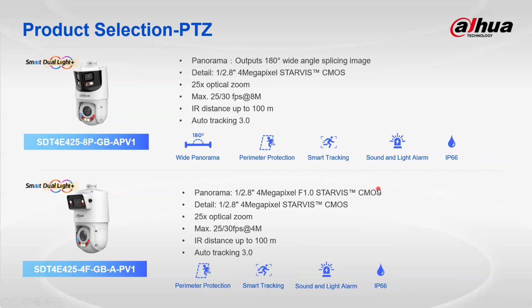To proceed from this product line, we have the SDT4E series. In this case, it has up to 25 times optical zoom. At the same time, alongside this other one here, the two support perimeter protection, smart tracking, sound and light warning alarm, and again have ingress protection of up to IP66.